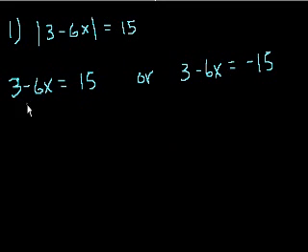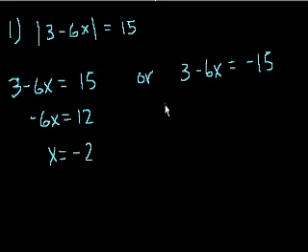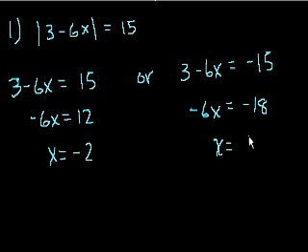So let's solve for x. Subtract 3 from both sides, you get minus 6x is equal to 12. Divide both sides by minus 6, you get x is equal to minus 2. And here, if we subtract 3 from both sides, you get minus 6x is equal to minus 15 minus 3. That's minus 18. Divide both sides by minus 6, you get x is equal to positive 3, right? Negative divided by negative, so x is equal to 3. So x could be minus 2 or 3, and that's choice B.